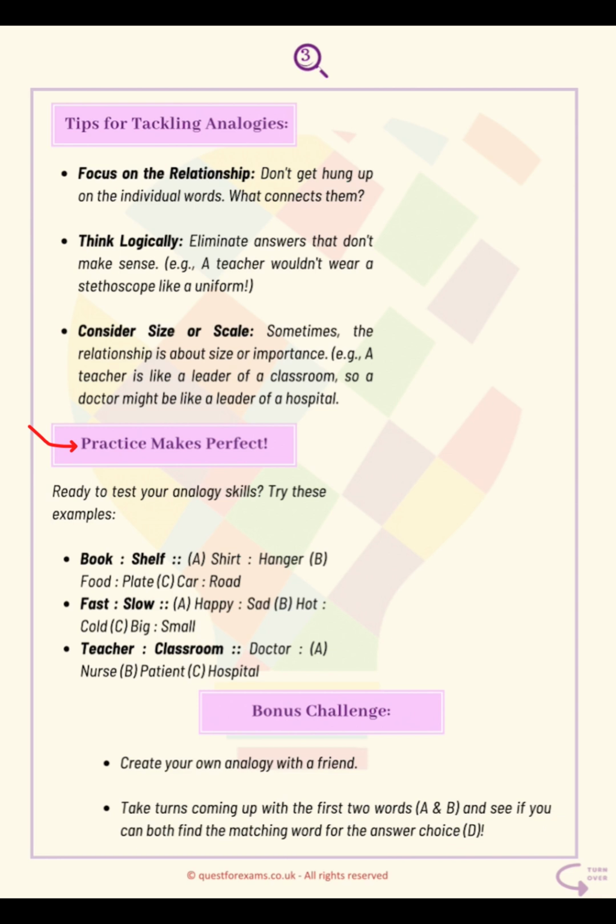Try these examples. First, book is related to shelf as A, shirt or hanger, B, food or plate, C, car or road. Second, fast or slow are related to A, happy or sad, B, hot or cold, C, big or small. Third, teacher or classroom are related to doctor. Option A, nurse, B, patient, C, hospital.